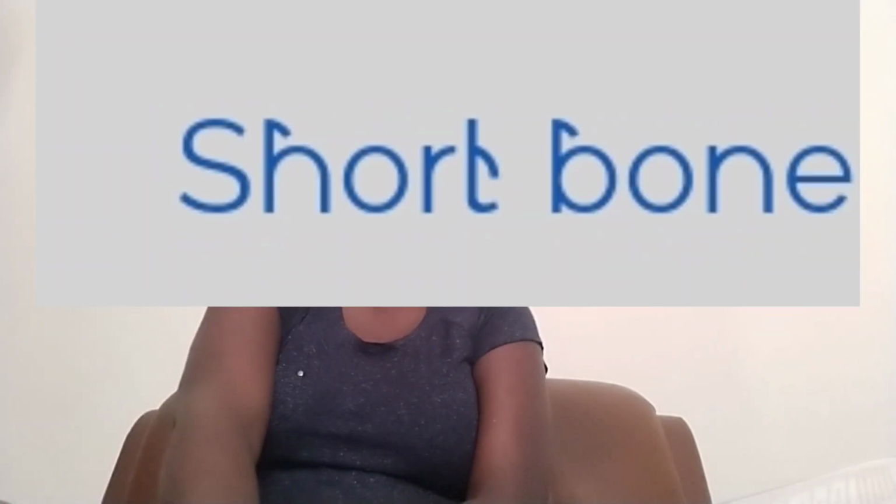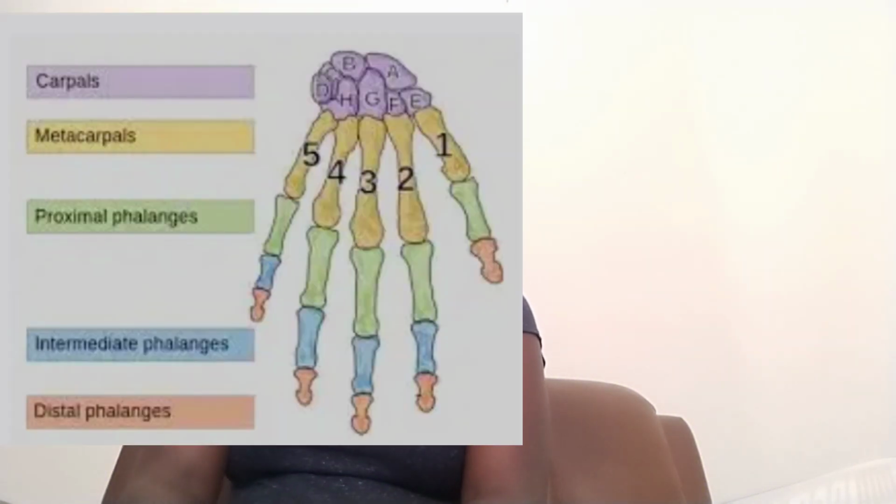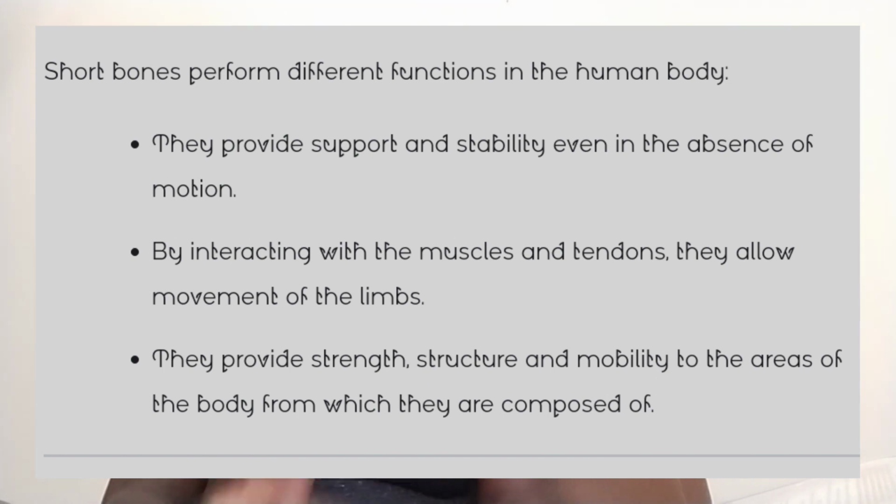Short bones are bones that are almost similar in length, width, and so on. For example, we have tarsals and metatarsals. These bones offer movement and stability to move, and basically that is much of it.